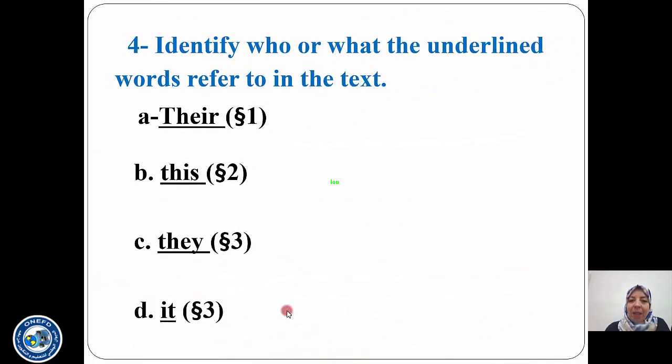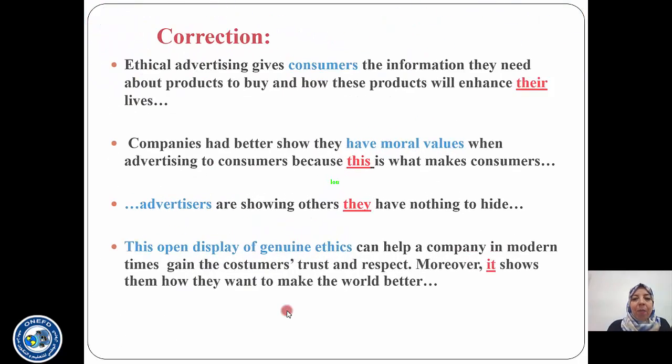Another activity in comprehension, always, this is the reference words. Okay, so reference words are very important because they help us in the comprehension of the text. So the reference words given are there in paragraph 1, this in the second paragraph, they in the third paragraph, it in the third paragraph also. So let's see these pronouns or these demonstratives also in the sentences where they appear.